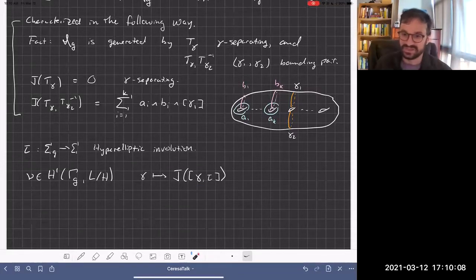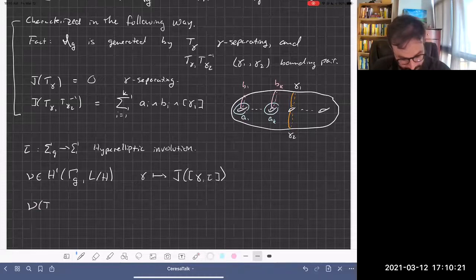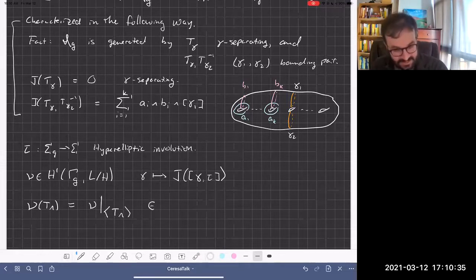For a multi-twist, all you do is take this universal Ceresa class and restrict to the subgroup generated by your multi-twist. So nu of t sub lambda, remember t sub lambda was our multi-twist, is just nu restricted to the subgroup generated by t gamma, and this lives in H1 of the subgroup generated by t gamma with coefficients in L mod H.